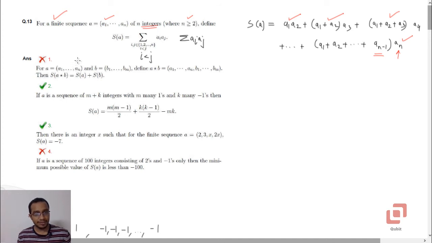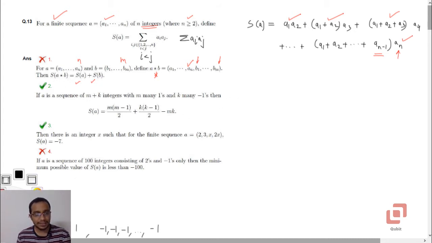For A, which consists of n elements, and B, which consists of m elements, we now have two different finite sequences. Define A star B to be the augmented sequence a1 till an, then b1 till bm. So we are defining a new finite sequence A star B. Then S of A star B is equal to SA plus SB. One counter example is enough to disprove this.